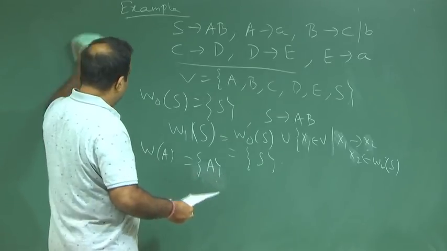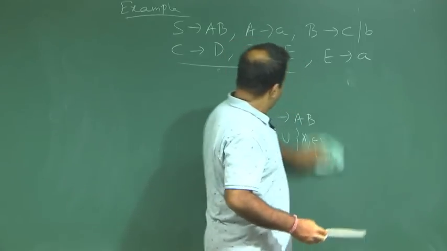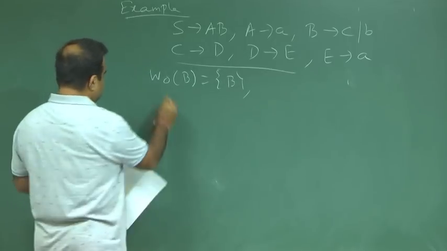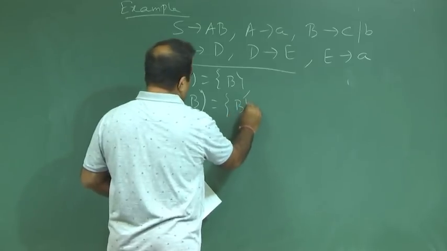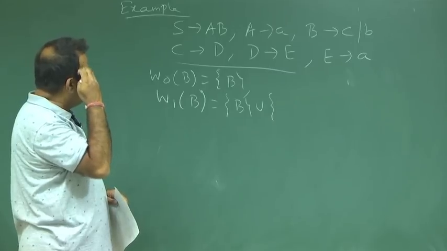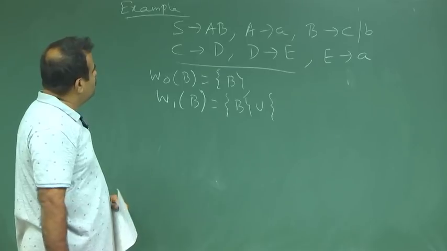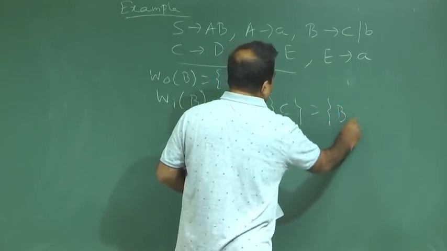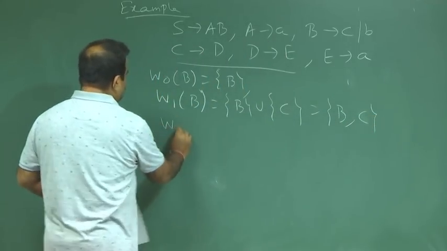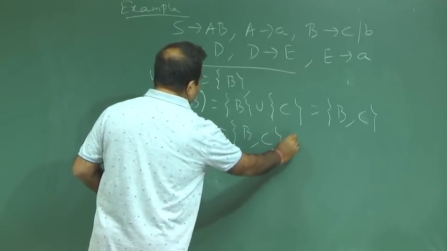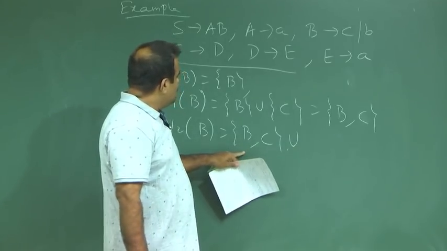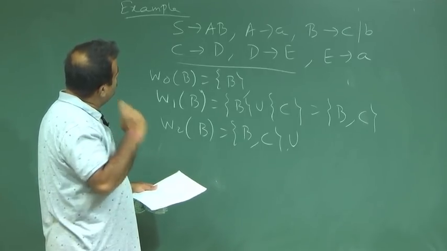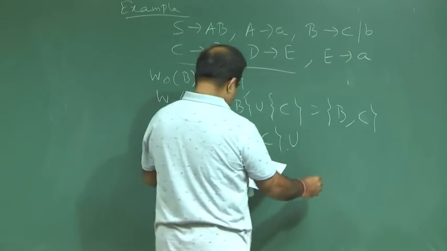Now, let us take one example where it will be more, W of B. W0 of B is B, and W1 of B will be B union all the variables which are derived from B. C is derived from B directly, because B goes to C. So, in the first step it will be B, C. Now W2 of B is B, C, and then union of those variables which are derived from B. That means it will be D, because D can be derived from C and C can be derived from B.